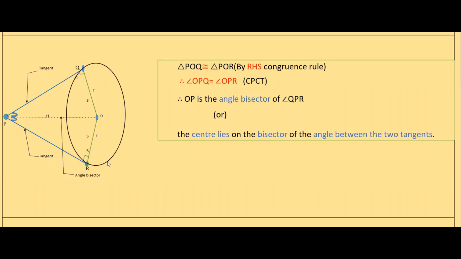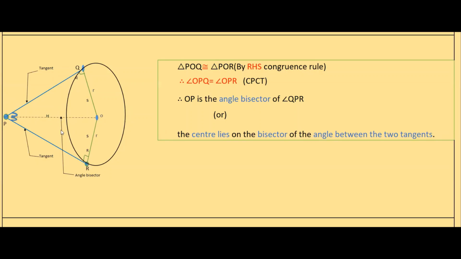Next, see this figure. Here, these two tangents and the radii of the circle form two triangles. In triangle POQ and triangle POR, these two angles are right angles, 90 degrees. This is the hypotenuse, which is common, and these two radii are the same. So, by the RHS congruence rule, triangle POQ is congruent to triangle POR.